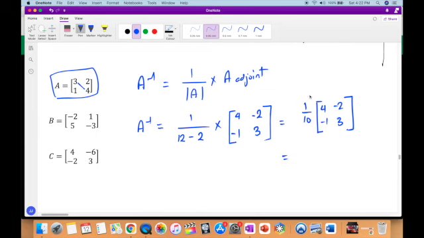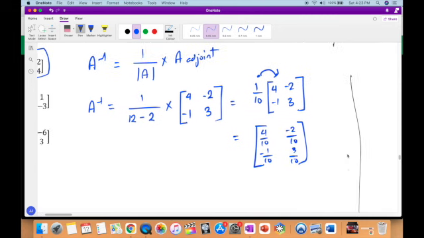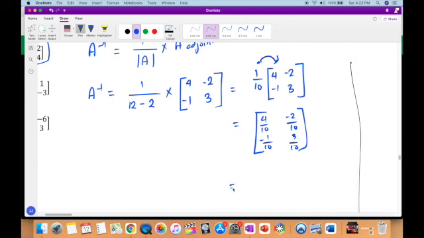And remember, if you want, this is a scalar. 1 over the determinant is a scalar. Multiply by that. So if you want, you can multiply it out and you'll get 4 over 10, -2 over 10, -1 over 10, and then 3 over 10. And you can see here that the -2 over 10 could simplify, or the 4 over 10 could simplify as well. Right? So the final answer, you could leave it so, no problem.